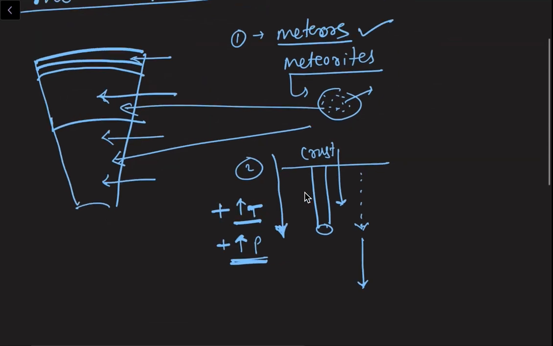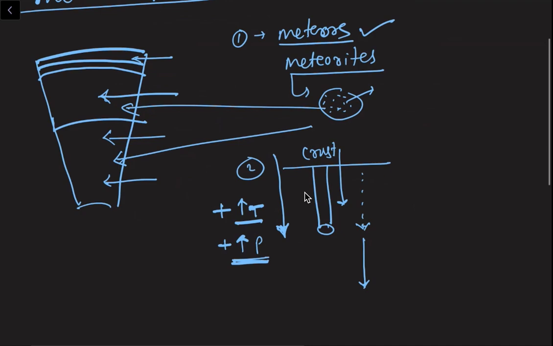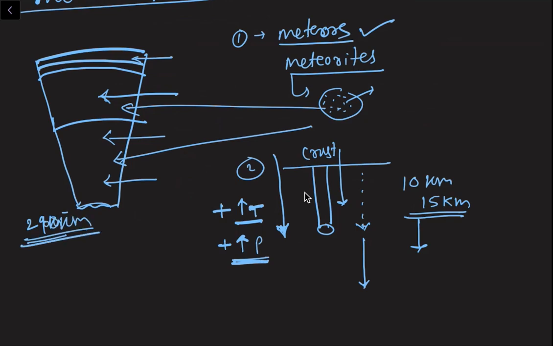But this has its limitation because you cannot dig deeper. You can dig 10 kilometers, 15 kilometers max, but beyond that the temperature will be such that your machinery may not reach below that. But we studied yesterday that the outer core starts at 2900 kilometer radius. So this much depth we never went to, so you don't know what is inside.